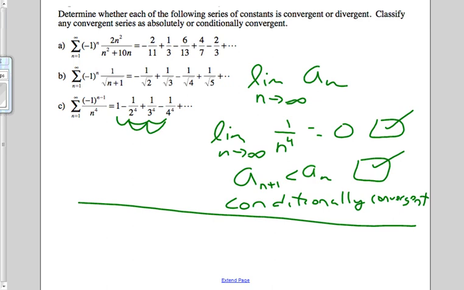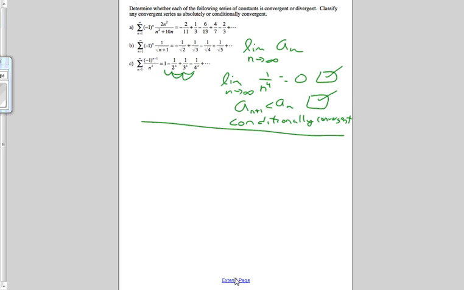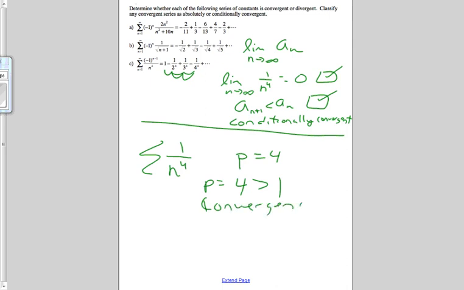And then we want to show, is it absolutely convergent? Well, really, really easy one here because we're looking at the sum of 1 over n to the 4th. So this is a p series. P equals 4. 4 is greater than 1. Because our p value, which is 4, is greater than 1, this implies convergence. So therefore, it is absolutely convergent.